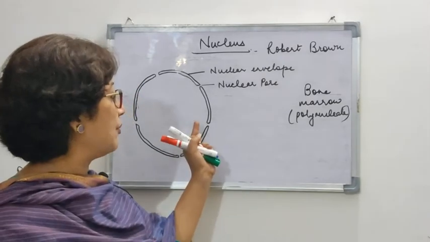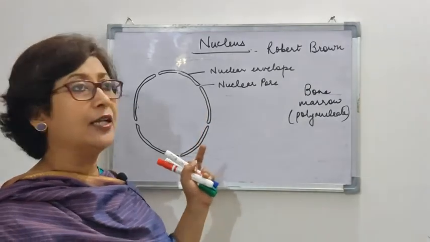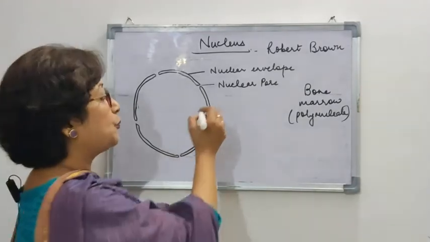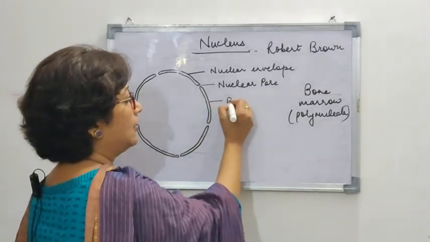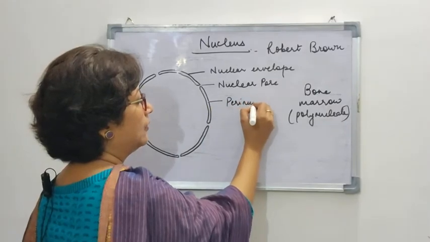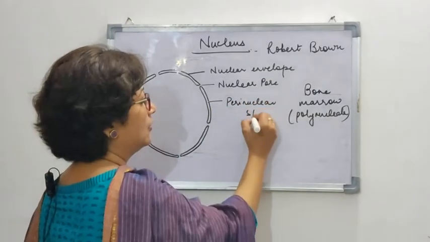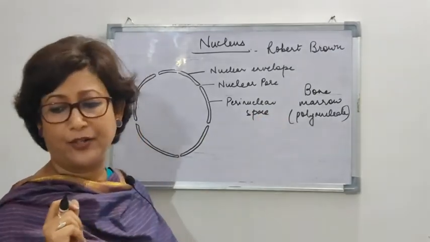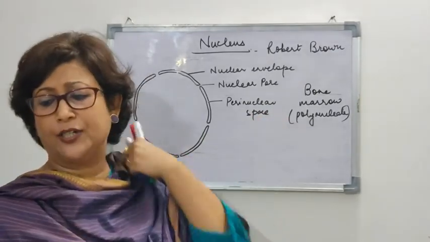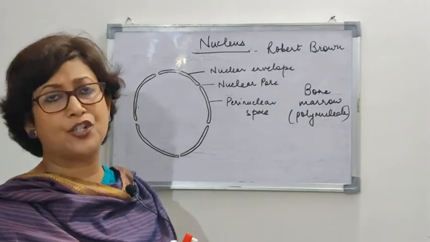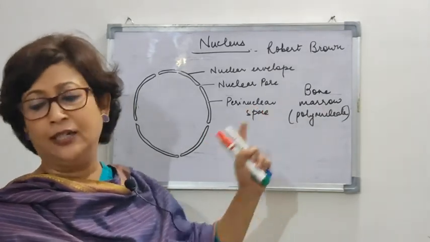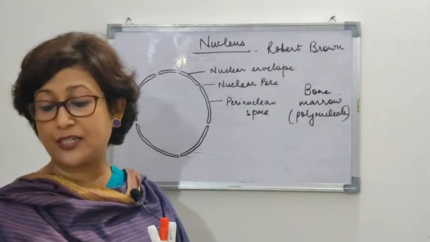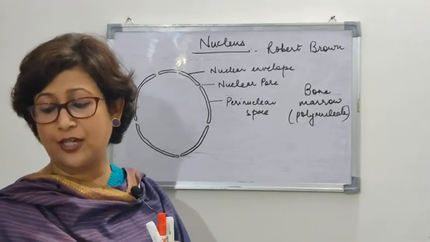If you look at the nuclear membrane, in between the membranes there is a space, and this space is known as the perinuclear space, right? That is the perinuclear space. Now the nuclear envelope contains a large number of pores. We have discussed the nuclear pores that are present. These pores are the perforations, right?